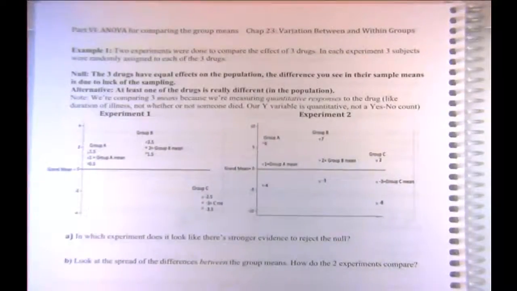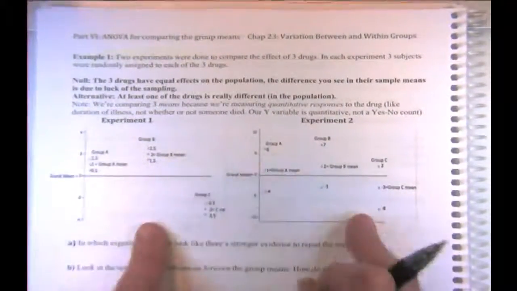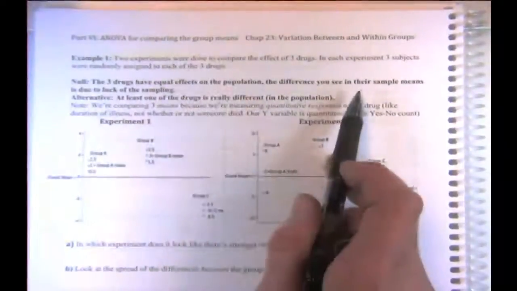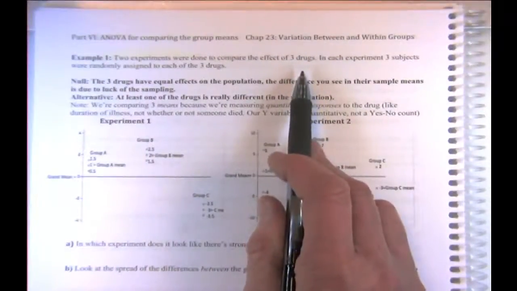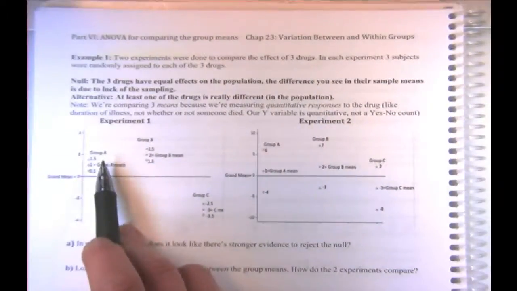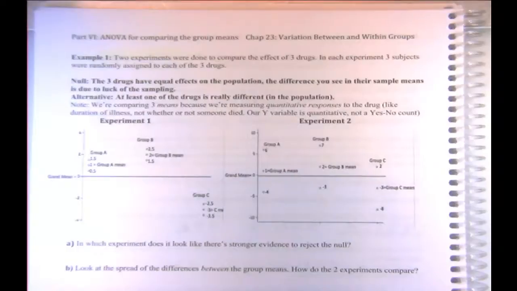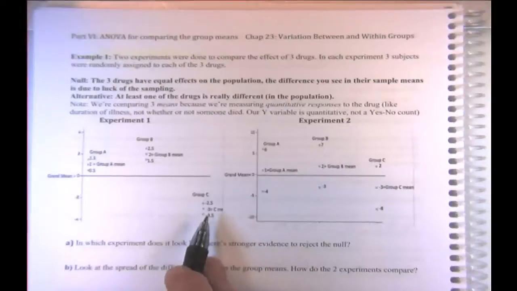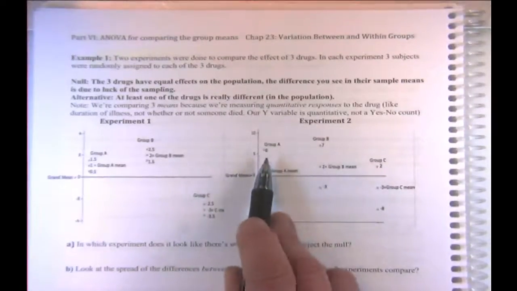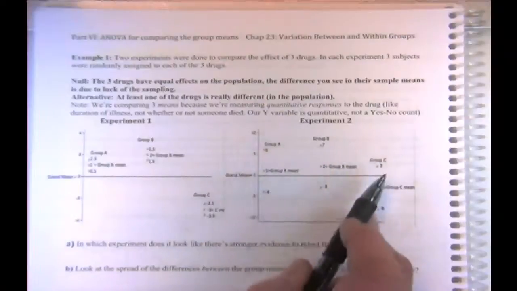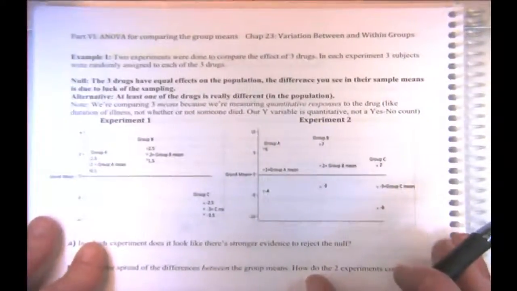I made up this example so we can compare two experiments. Two experiments were done to test the effect of 3 drugs: drug A, drug B, and drug C. Each is an experiment testing whether any of these drugs are different from each other, whether any one works better or worse. These are results from 2 different experiments, with 3 subjects in each.